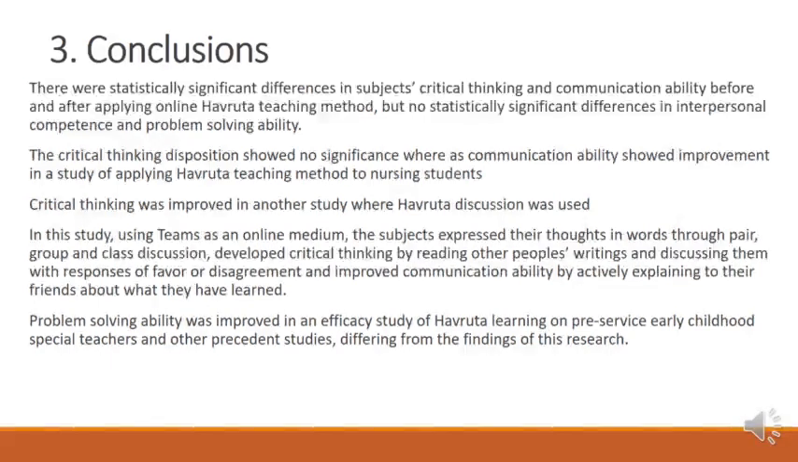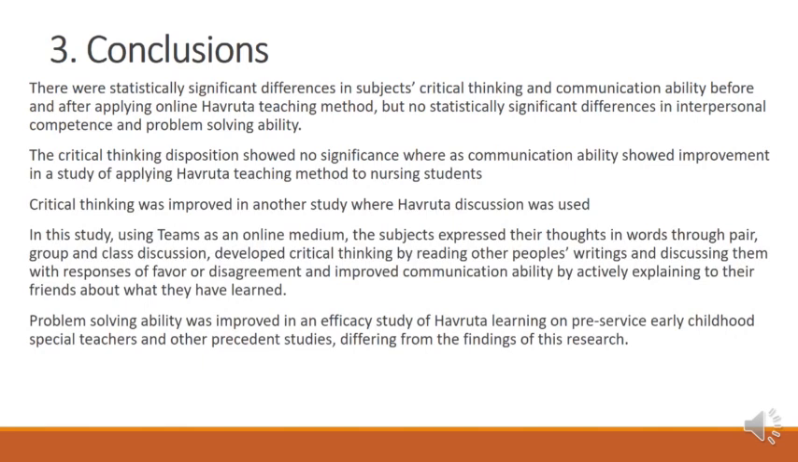Critical thinking was improved in another study where Havruta discussion was used. In this study, using Teams as an online medium, the subjects expressed their thoughts in words through pair, group, and class discussion, developed critical thinking by reading other people's writing and discussing it with responses of favor or disagreement, and improved communication ability by actively explaining to their friends what they had learned.